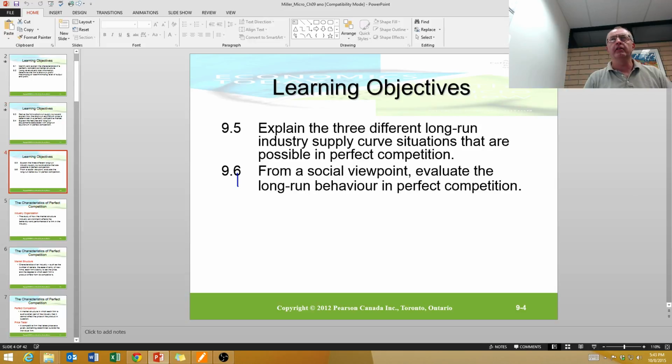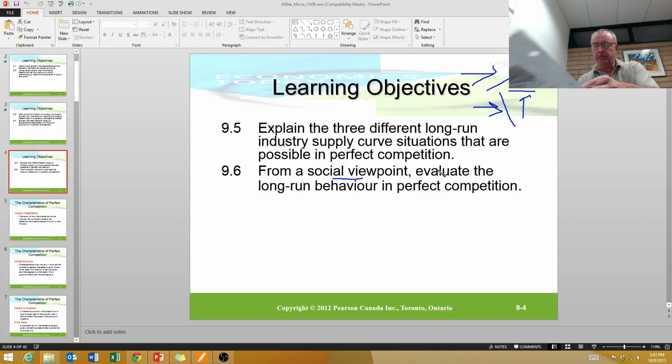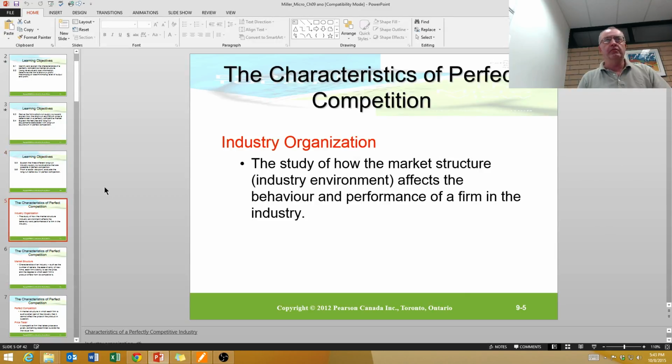And finally, we look at these three possible shapes of the long-run supply curve. The curve can either slope upwards to the right, downwards to the right, or it can be flat, depending on whether the industry experiences increasing input costs, decreasing input costs, or constant input costs. And then finally, we look at the social evaluation of perfect competition. Okay, so off we go.